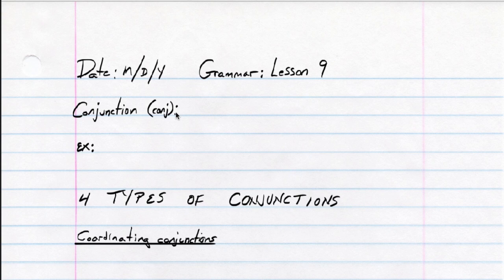Once you're done with that, please skip another line, put down the letters E-X and a colon. That's where we'll be placing an example here shortly. Skip two more lines and write down these four words. Four types of conjunctions. I put that in all caps because that's going to be the heading for the remainder of the notes.